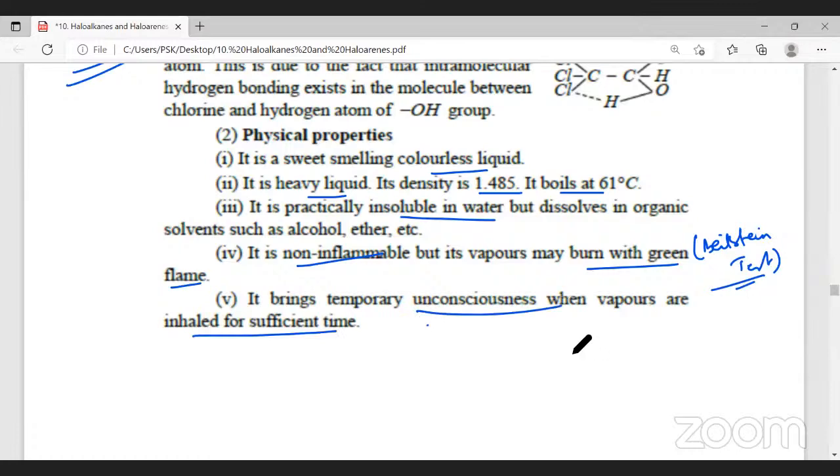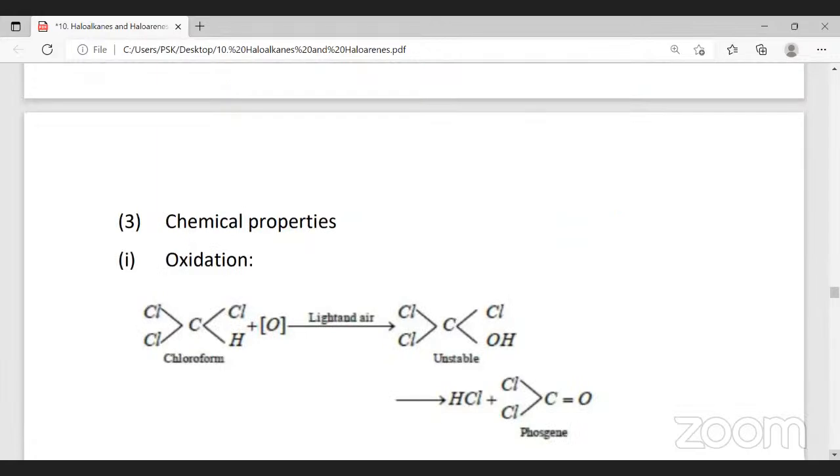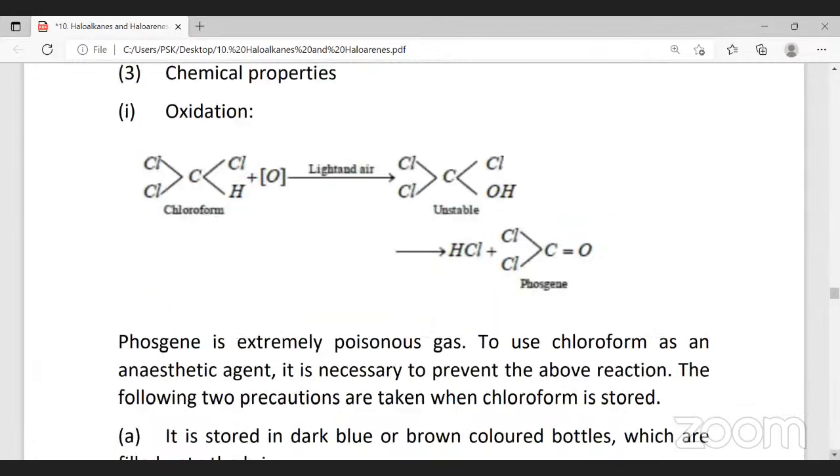When vapors are inhaled for sufficient time, it brings about temporary unconsciousness.